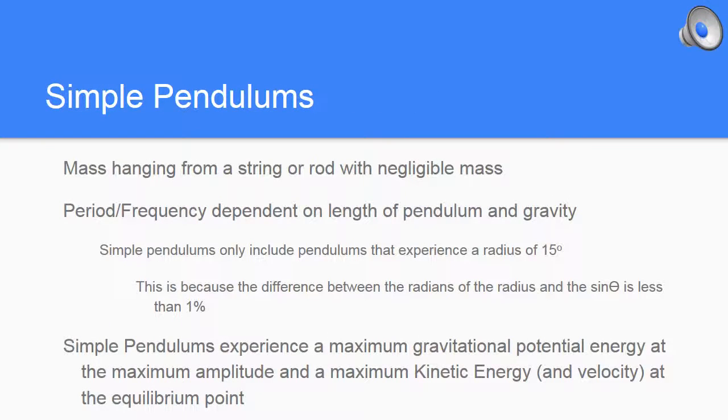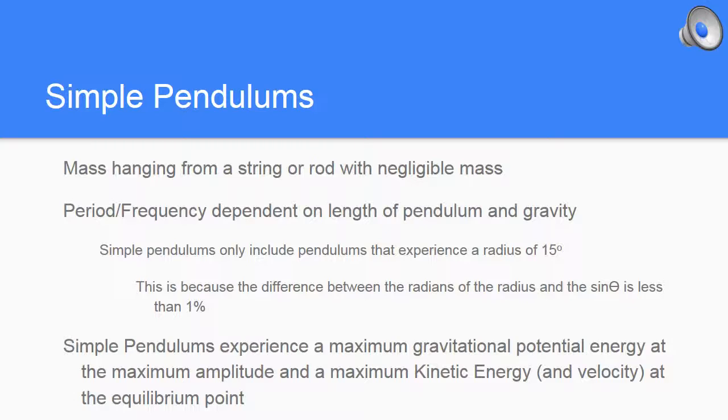Let's move on to simple pendulums. A simple pendulum is defined to be a mass hanging from a string or rod with negligible mass, and its period and frequency are dependent on the length of the pendulum and the acceleration due to gravity. Simple pendulums only include pendulums that experience an angle of 15 degrees or less, because the difference between the angle and the sine of the angle is less than 1%.